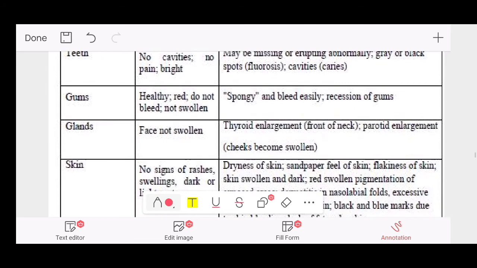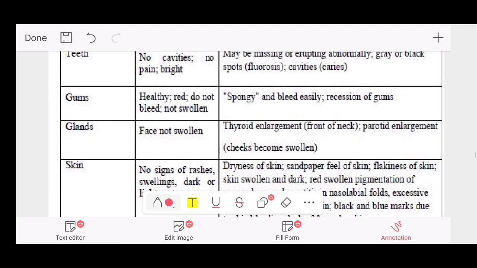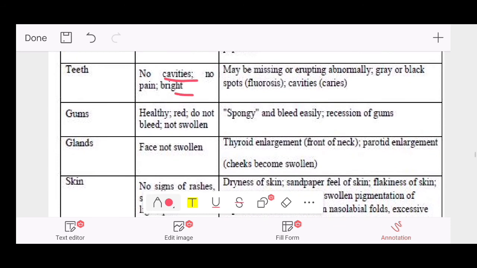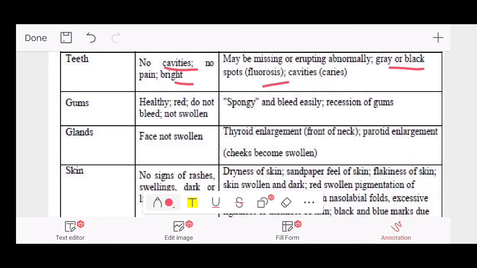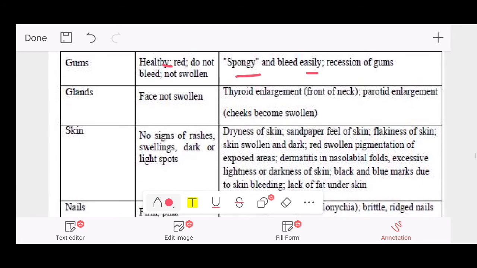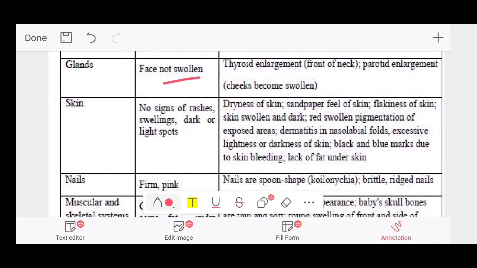For the teeth, in normal people no cavities or pain will be there, but in case of malnutrition gray or black spots can come on the teeth. The normal gum will be healthy, but in case of malnutrition it will be spongy or bleeding. Glands, face not swollen, means the face will not be swollen in normal people, but in case of malnutrition the thyroid glands can be enlarged and the parotid gland will be enlarged.